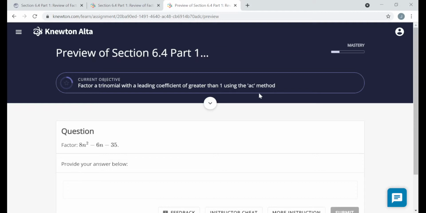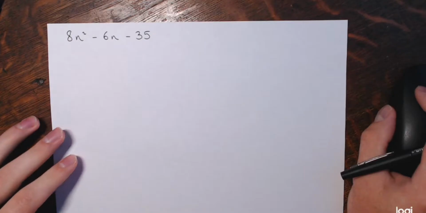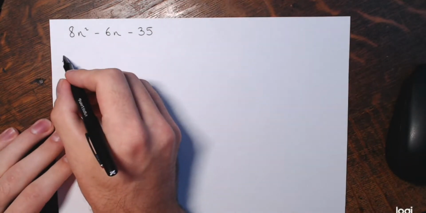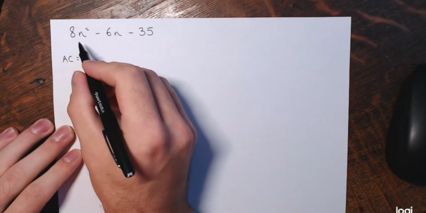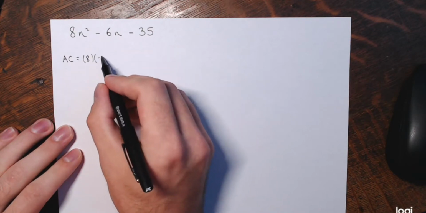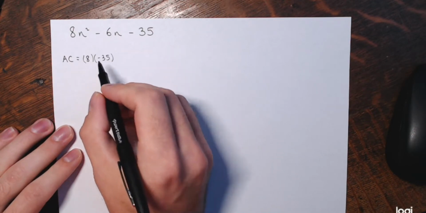All right, so once again, I'm going to write out this polynomial here. Now this time the variable is not x, it's n. Right, just again, be aware of that. You still do it the same way as if it were x, just make sure you're typing in the letter n in your answer. All right. So again, the AC method. Now here, a times c is 8, the coefficient of the square, times negative 35. Don't forget negatives are part of the terms, right?